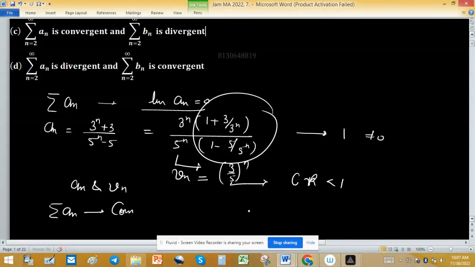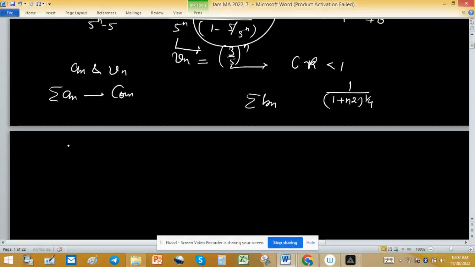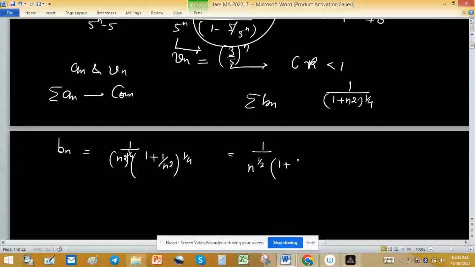Now try to find out whether summation bn is convergent or not. For this, bn you can consider as 1 plus n square raised to the power 1 by 4. Now take n square common from the denominator. So you can write bn as 1 upon n square within bracket 1 plus 1 upon n square, raised to the power 1 by 4. Also power 1 by 4 here. So what we have? We have 1 upon n raised to the power 1 by 2, within bracket 1 plus 1 upon n square raised to the power 1 by 4.